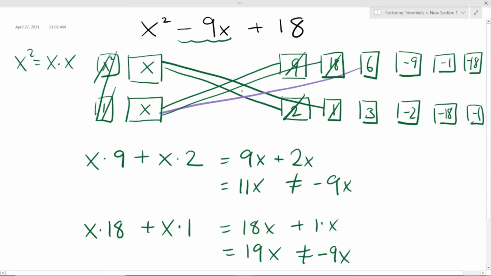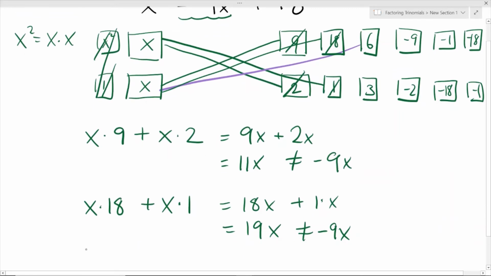6 times x, okay? 6 times x. So x times 6. And then here, we're going to try this one. 3 times x is going to be 3x, right? So it's x times 6, x times 3, okay? So 6x plus 3x, right? Because here we have 6 times x and x times 3, so like that.